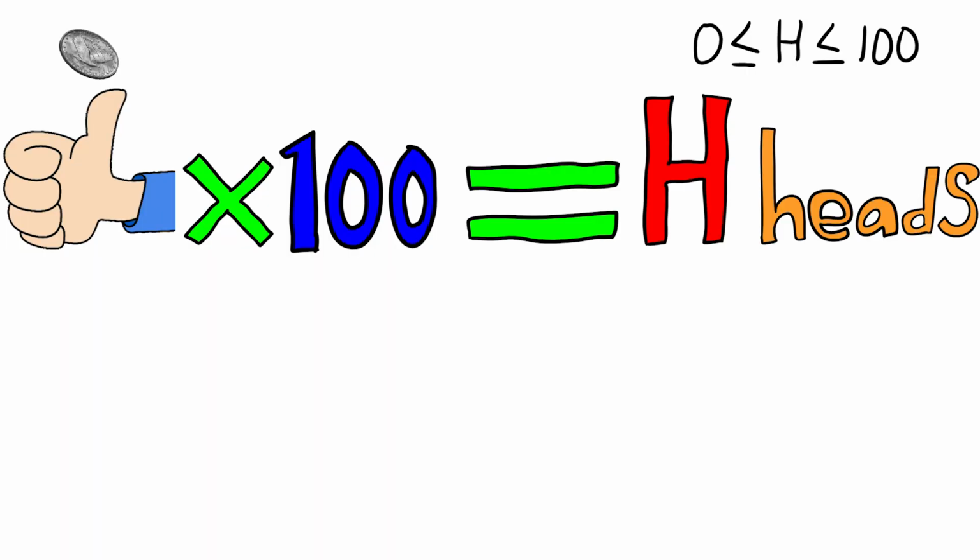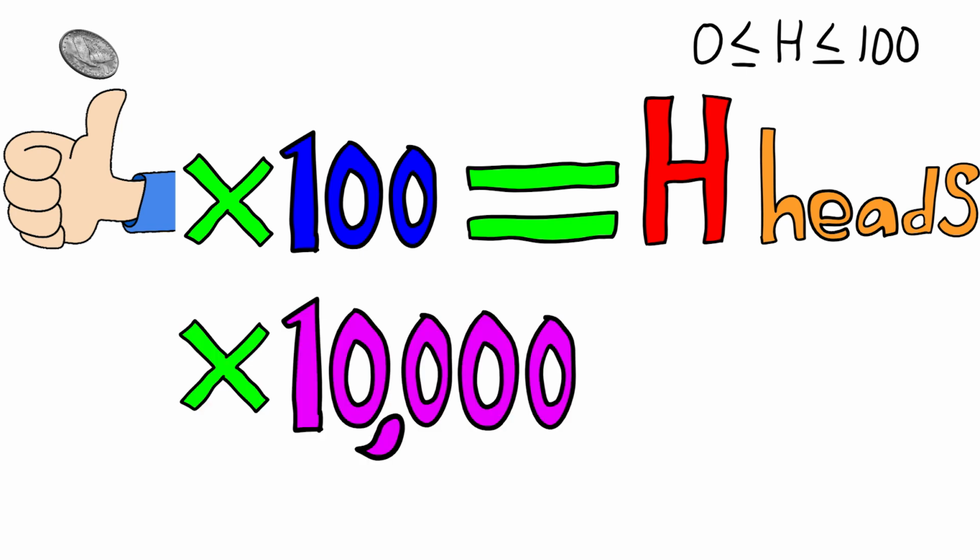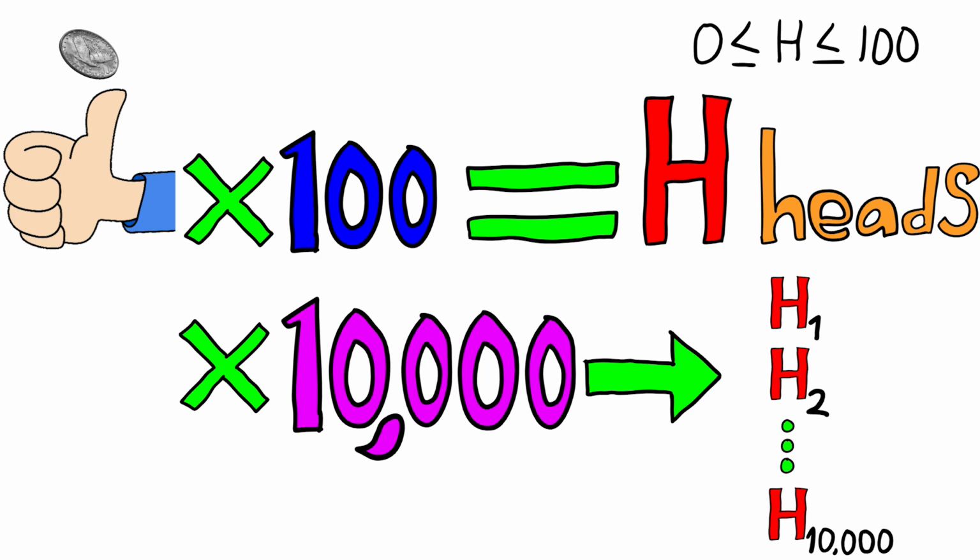I'm going to start this video doing something a little bit strange. I'm going to flip this coin 100 times and keep track of how many heads I get. Then I'm going to repeat this process 10,000 times, keeping track of the number of heads I get of each 100 coin tosses.